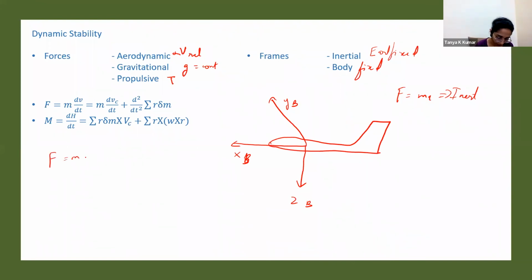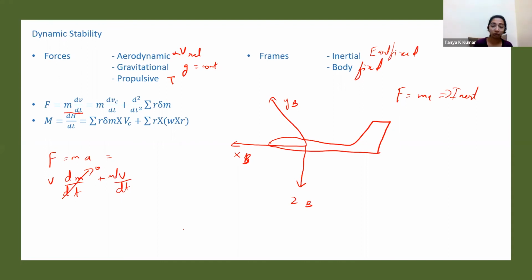F equal to ma, so it is basically dm by dt plus v m dv by dt. Now your dm by dt is considered 0 because we assume that in that short time span, the aircraft's mass remains same. So your final equation becomes m dv by dt.